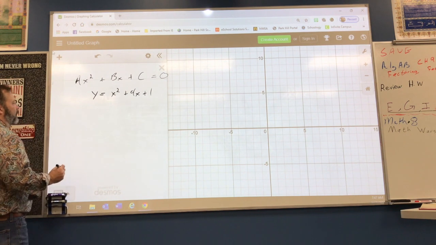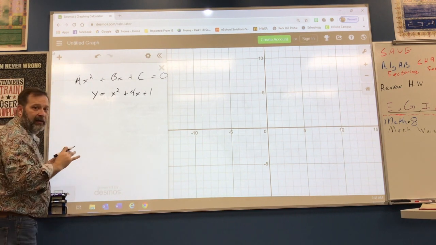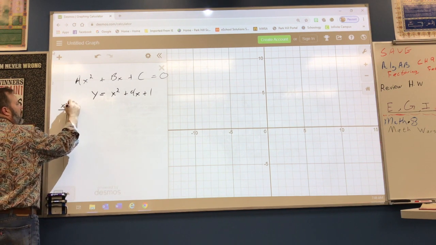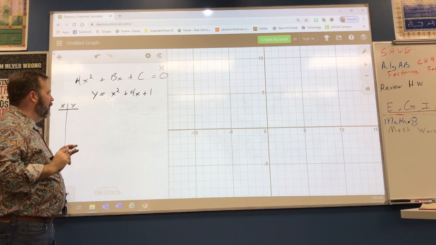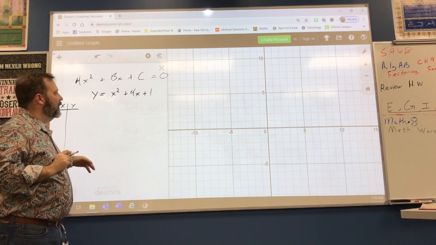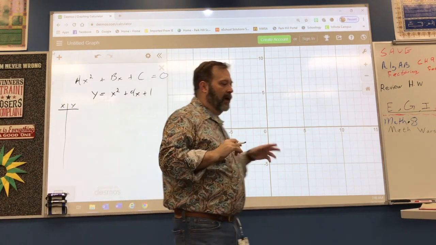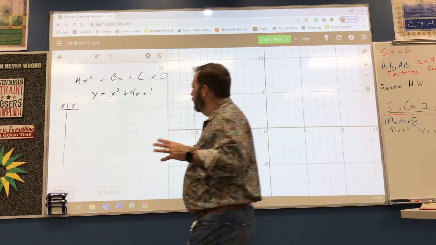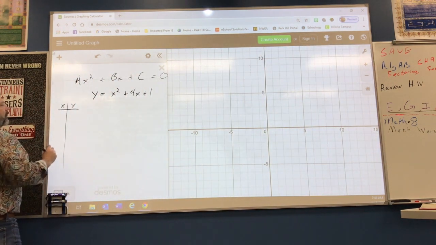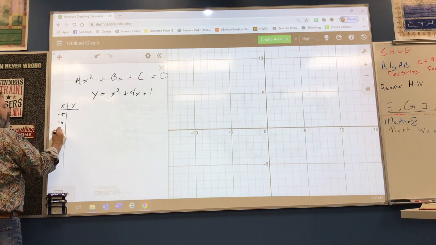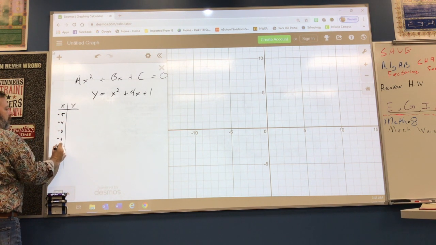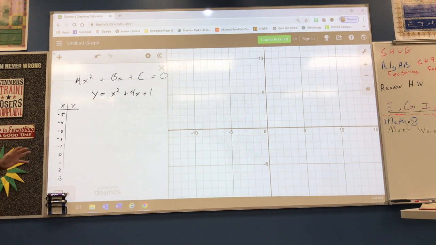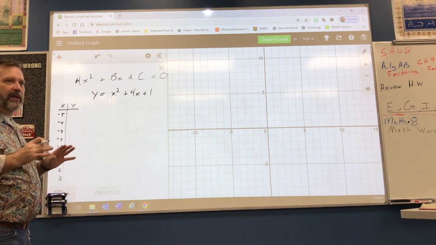Here's what we're going to do. We're going to set up a little T-bar method, okay? And then what we're going to do is we're going to pick some numbers, and we're going to go with that. So let's put like -5, -4, -3, -2, -1, 0, 1, 2, and 3. All right, we will start with those. This is how we do this each particular time.